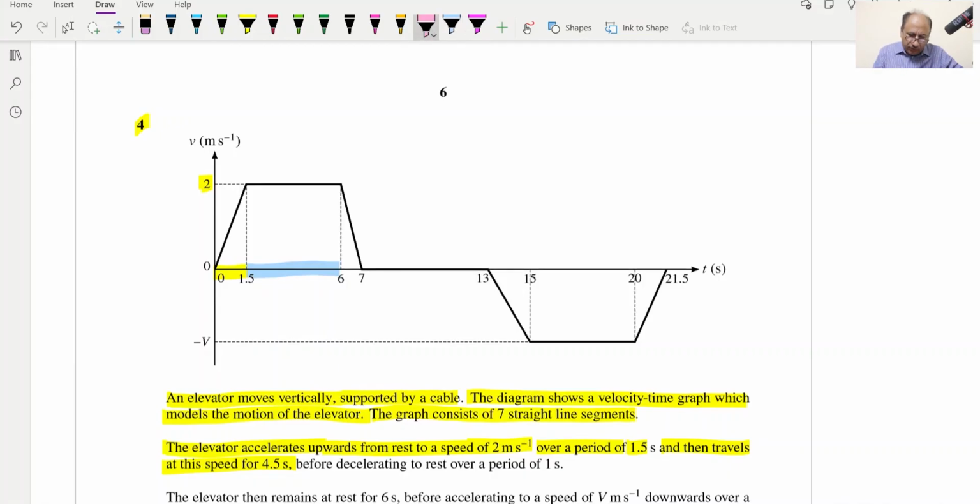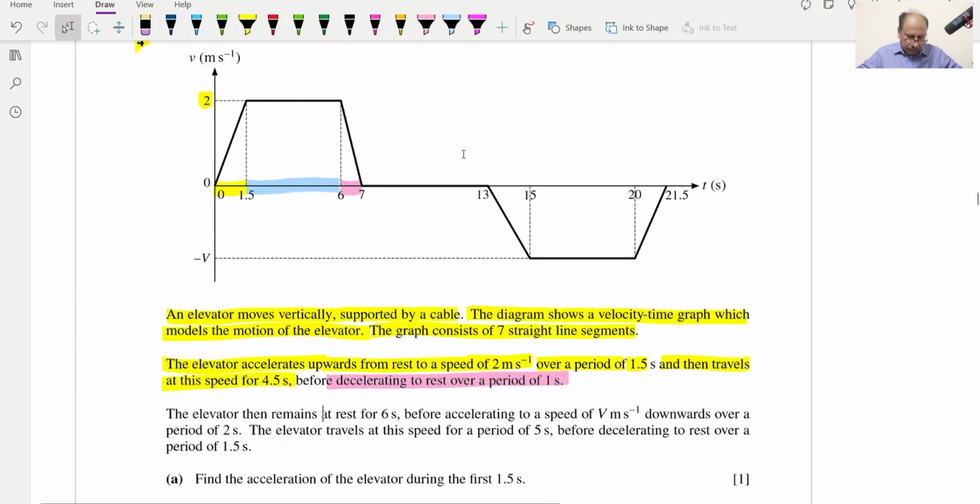So for the next 1 second, this one is deceleration, and this is for 1 second. Now the elevator then remains at rest for 6 seconds. So rest is from 7 to 13, for 6 seconds, before accelerating to a speed of v meters per second downwards over a period of 2 seconds. So this is downward acceleration from 13 to 15.